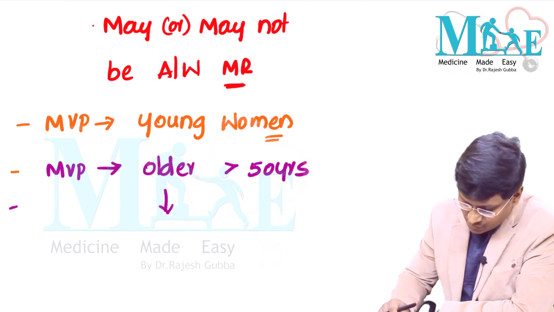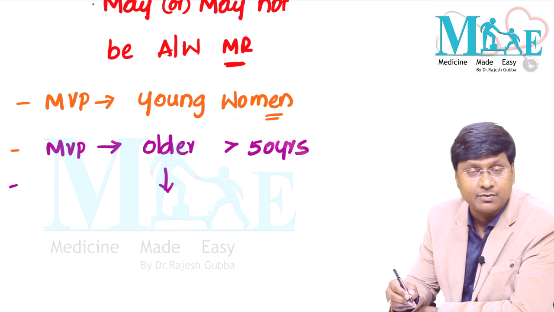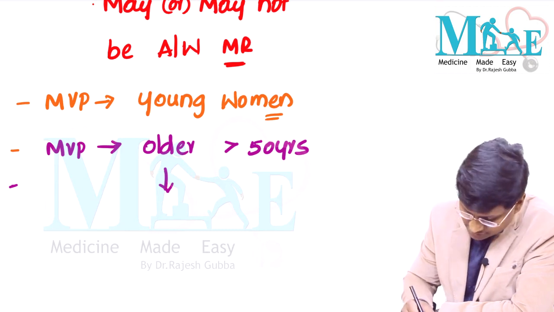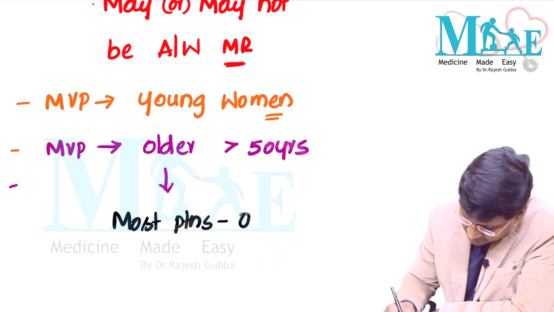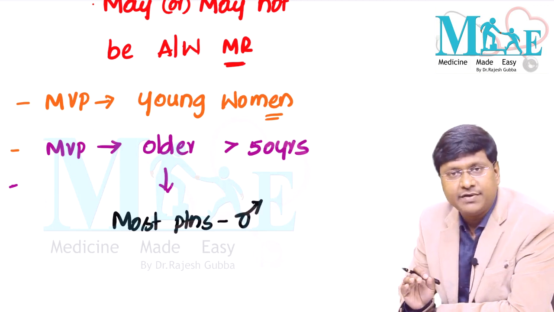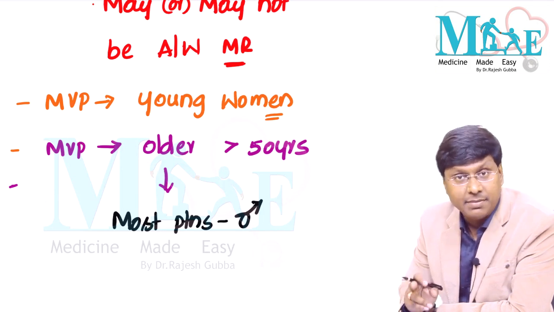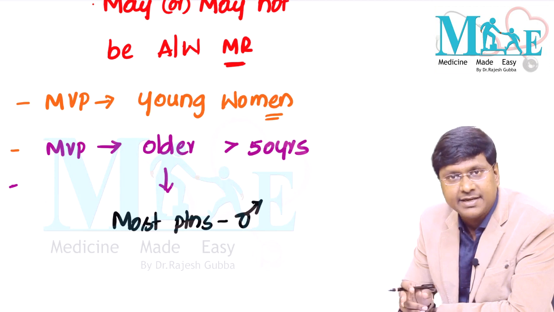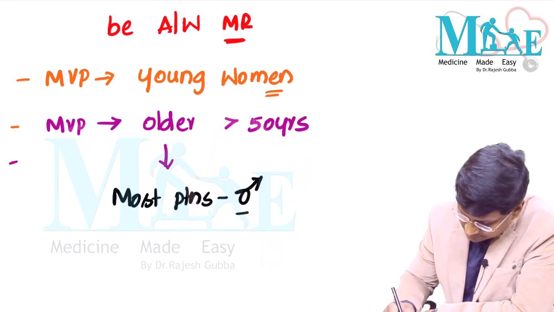What is that? When mitral valve prolapse is seen in older individuals, most of the patients are males. See, what did I tell you? Most of the time the mitral valve prolapse occurs in young women. But if mitral valve prolapse occurs in elderly individuals, that group of population is mainly the males.